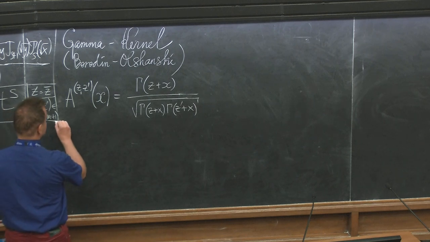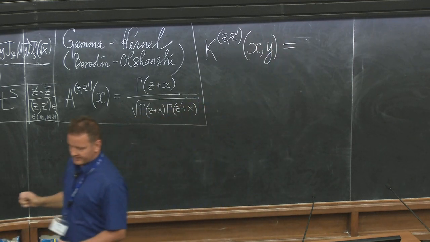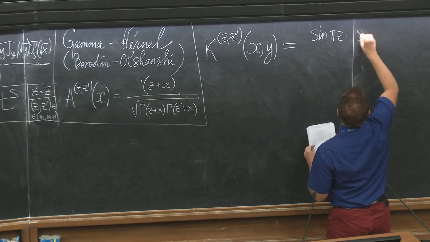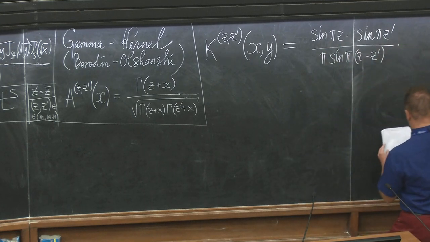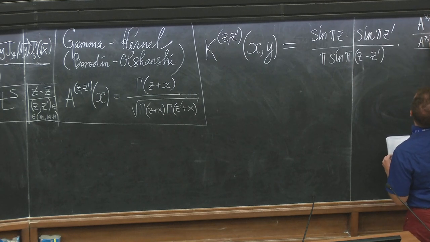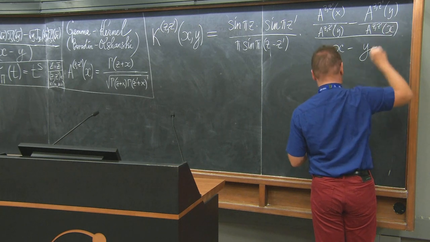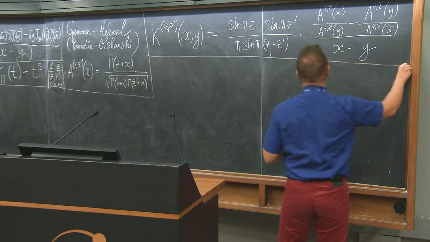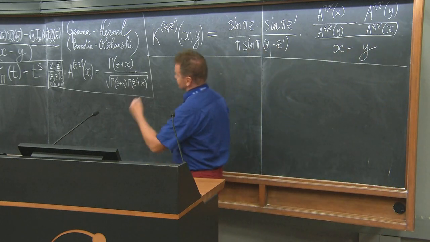So I write, the gamma kernel K_{z,z'}(x,y) is the kernel of the form sine(πz) times A_{z,z'}(x)A_{z,z'}(y) minus A_{z,z'}(y)A_{z,z'}(x), over x minus y. So this is the gamma kernel. And this kernel, as I said, arises from a measure on partitions. So observe that it has integrable form. By definition, the kernel has integrable form. It arises from measures on partitions.